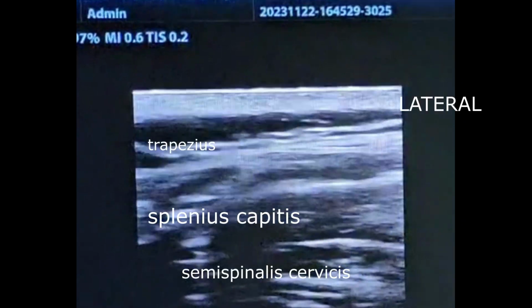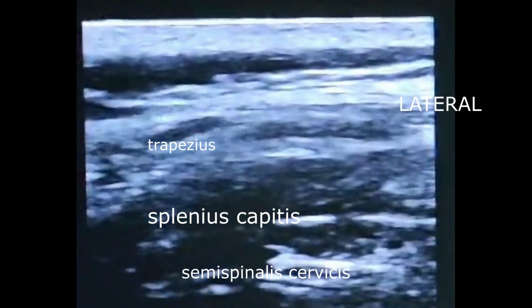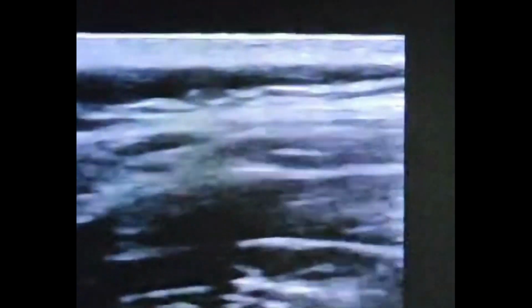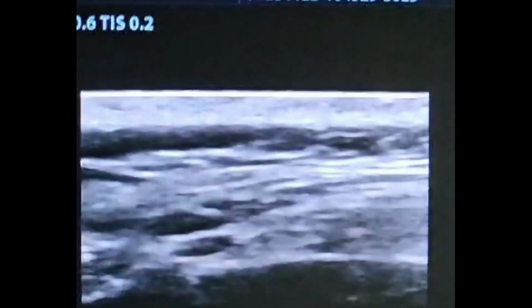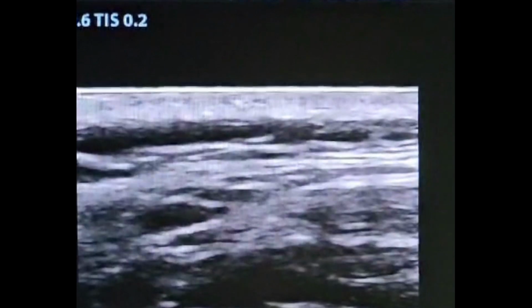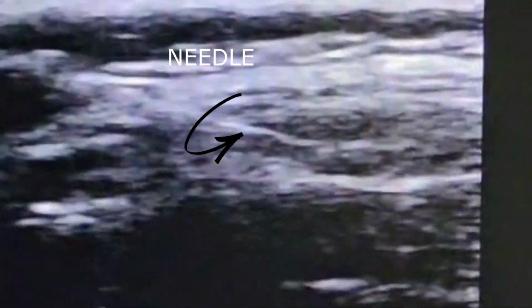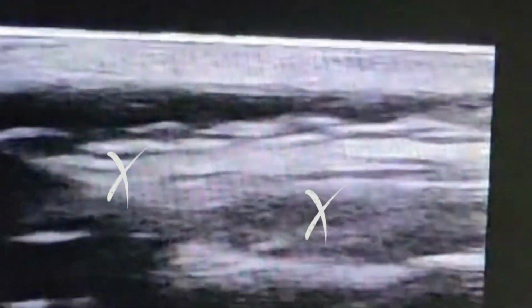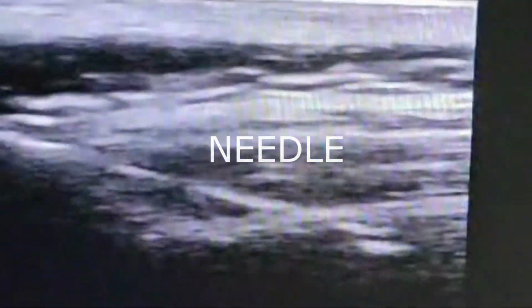Once you identify the targets, you use the standard ultrasound technique to introduce the needle in plane towards each muscle layer, and then you inject the Botox on each muscle at several points. I'm just showing one point of injection.